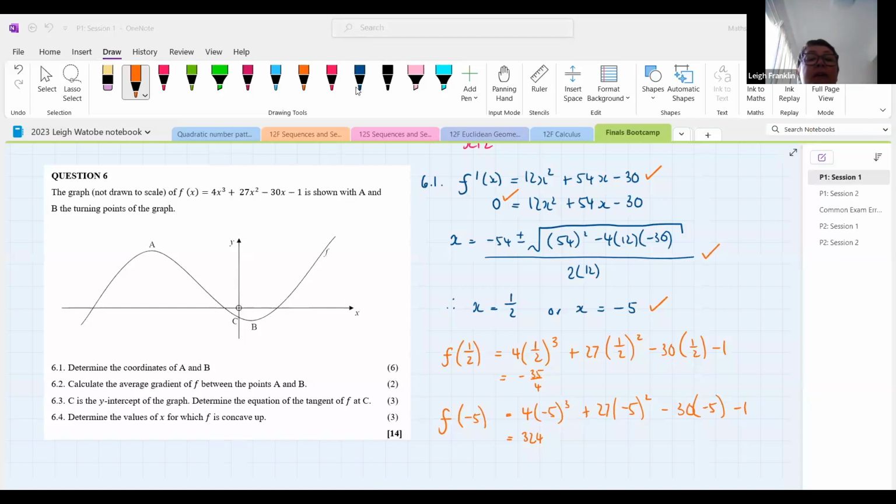Okay, so let's give them what they want. They wanted the coordinates of A and B, so let's write that down. So at A, x must be negative. So the coordinates there have to be negative 5 and this massive 324. And at B, x has to be positive. So that must be the 1 over 2 and y must be negative. And that's where we get the negative 35 over 4, like such.